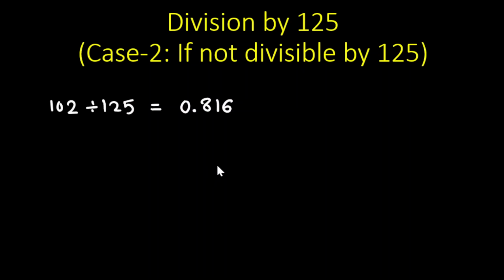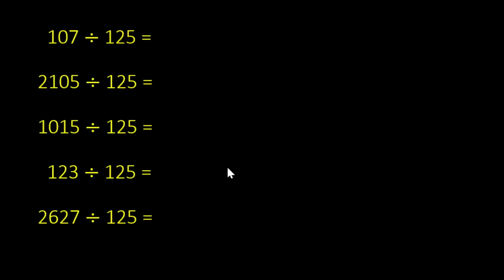So we follow this method. What is the first step? Multiply by 8, and in the answer you introduce 3 decimal places starting from right to left. So let us discuss some questions based on this method. 107 divided by 125. So multiply 107 by 8, it will be 856. Introduce 3 decimal places from right, the point will be here, so it is 0.856.